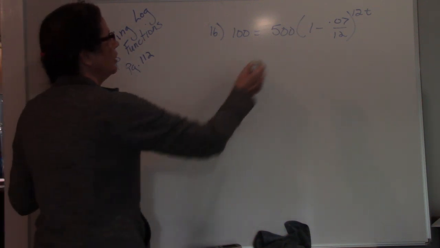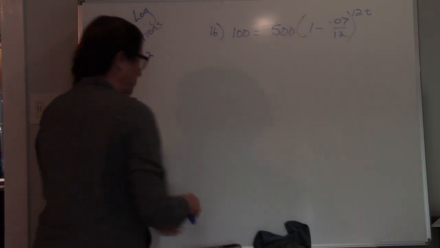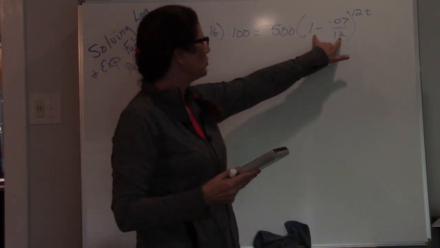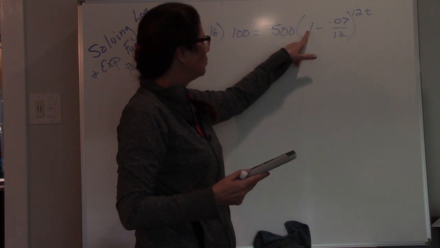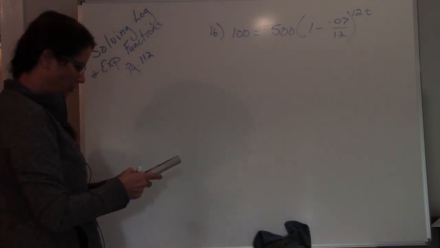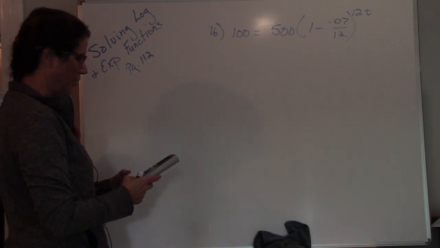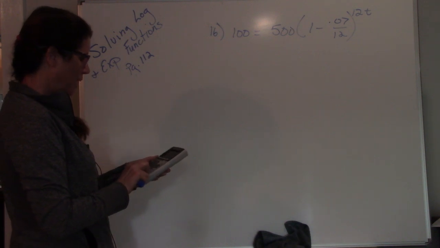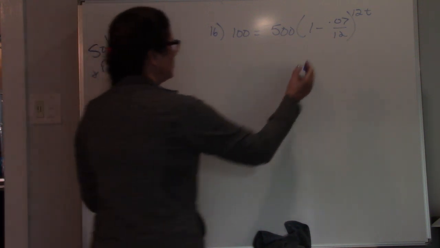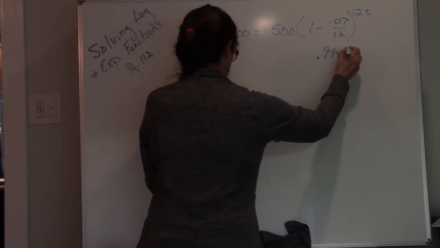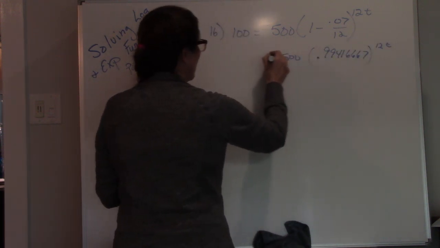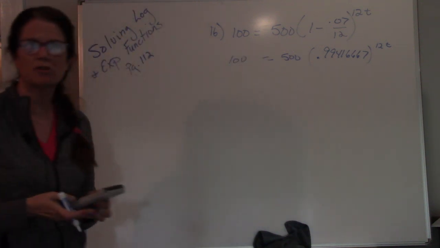All right, so we're going to isolate, and I'm going to get inside the parentheses first. Inside the parentheses you have division, and then 1 minus this value. So go ahead and do the division first. 0.07 divided by 12 is 0.00583. And then you're going to go 1 minus that. So inside the parentheses, I get 0.994166667. Make sure that you do not round too soon. Keep as many numbers as you can, okay?